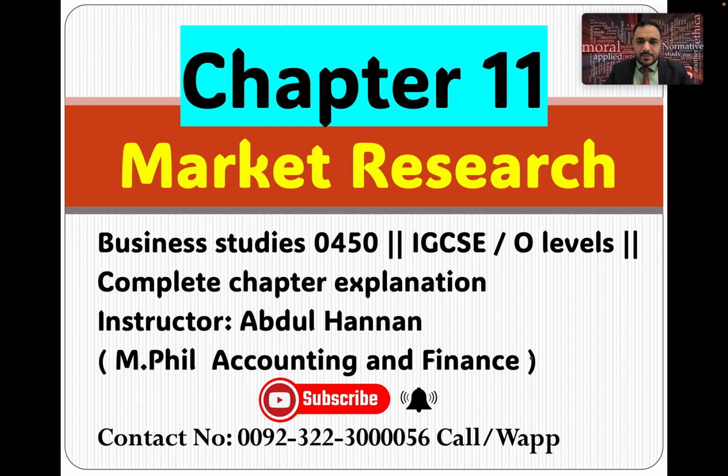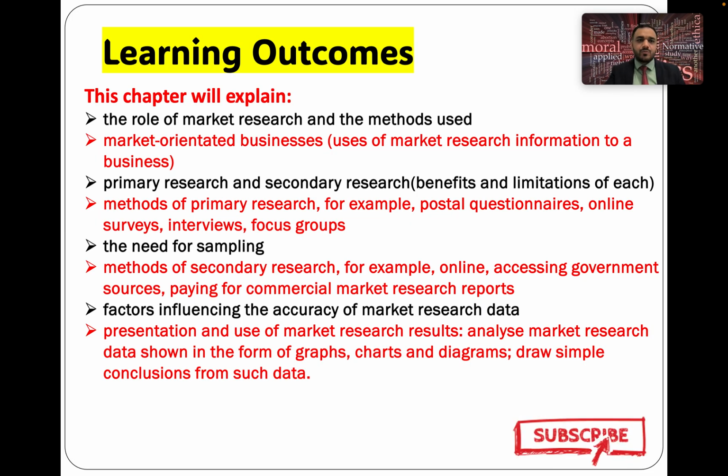So let's start. First of all, we will see what the learning outcomes of this chapter are. First of all, we see the role of market research and the methods we use. In this chapter, we will talk about that. We will talk about market-oriented businesses, and we will talk about product-oriented businesses as well. We will talk about primary research and secondary research, their benefits and limitations. We will talk about methods of primary research, for example, postal questionnaires, online surveys, interviews, focus groups, etc.